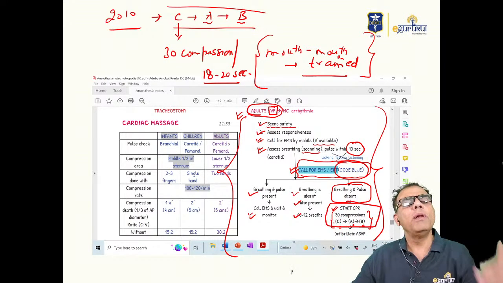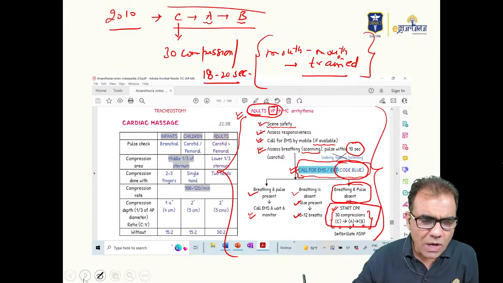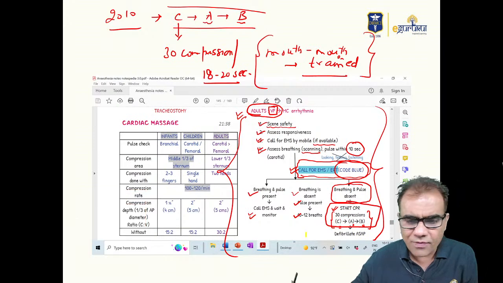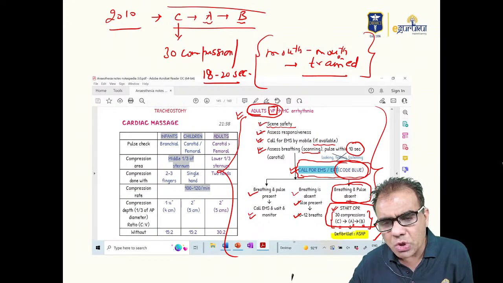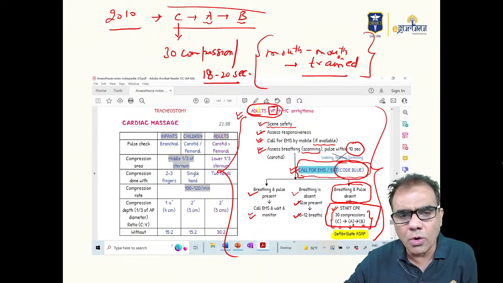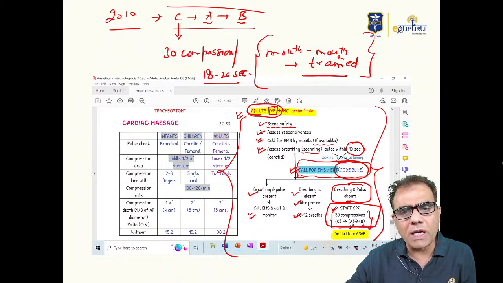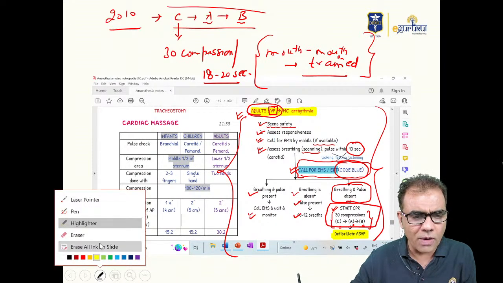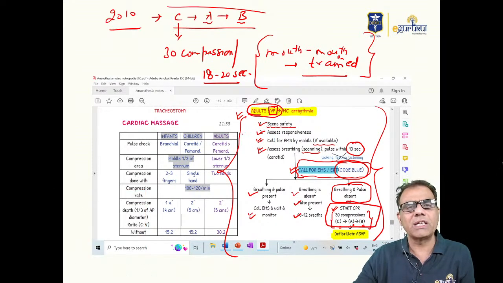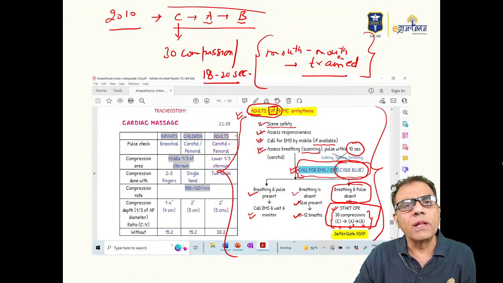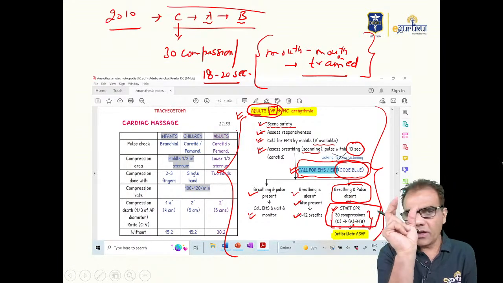your defibrillator arrives. And as soon as the defibrillator arrives, defibrillate as soon as possible, because I told you the cause of cardiac arrest should be considered ventricular fibrillation in adults until proved otherwise, and the management of ventricular fibrillation is defibrillation. So now I think you have understood.